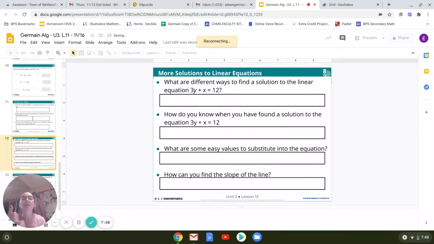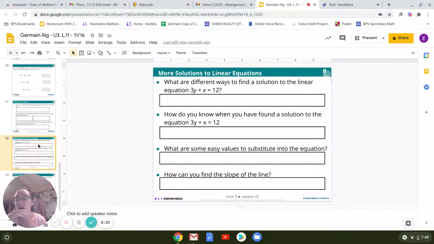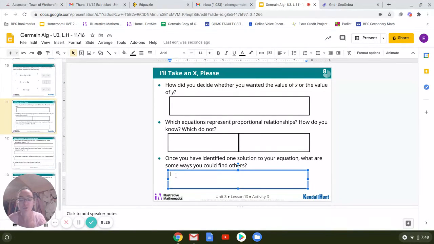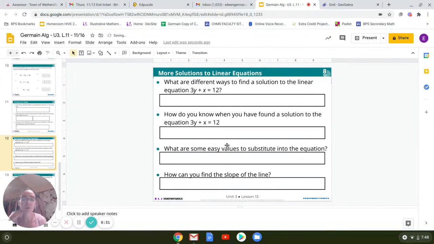Next, what are different ways to find the solution to the linear equation 3y plus x is equal to 12? So what are some different ways that you can find this solution? Then how do you know when you found a solution to an equation? So you need to tell me, how do you know you found a coordinate pair that is a solution to that equation? Let me just go back here while I'm attached to the internet, and let me just add this in. So for this one, I want you to do C. That was the second one on 12.